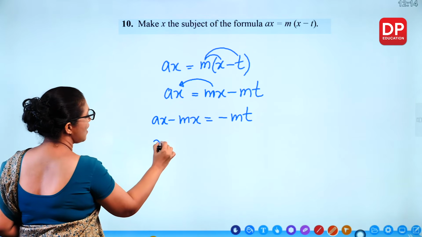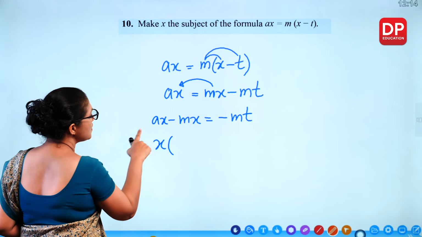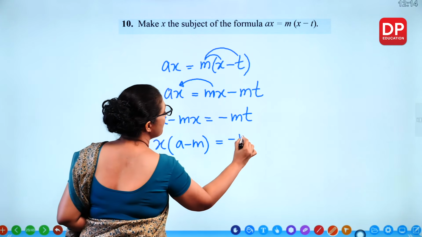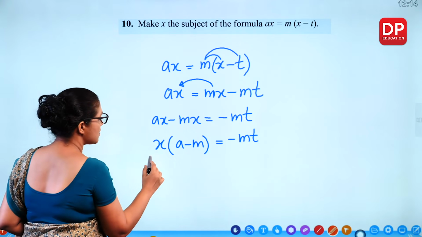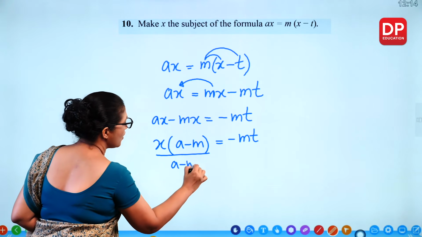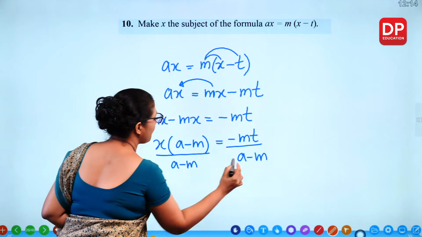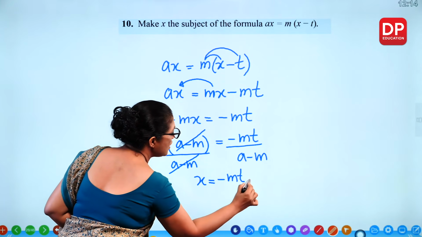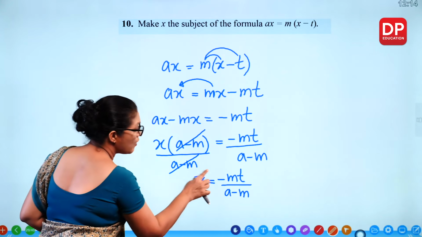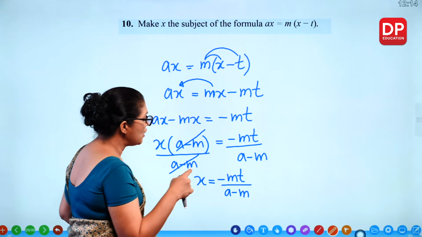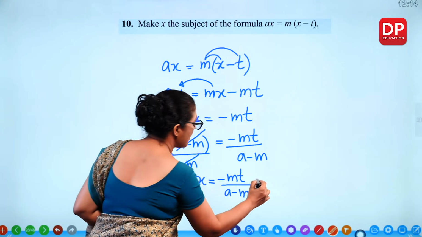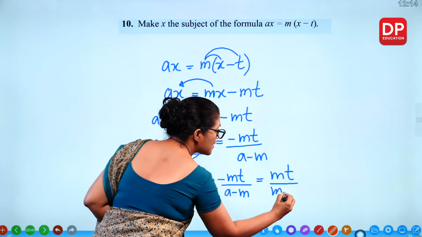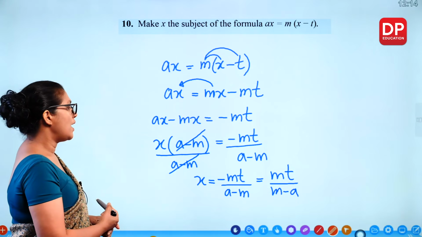Take x out and factorize common terms, you get a minus m. Now divide by a minus m to get x. So what's the value? x equals minus mt over a minus m. Or we can multiply both the numerator and the denominator by minus 1 and rewrite this as mt over m minus a. Switch the sides, m minus a.